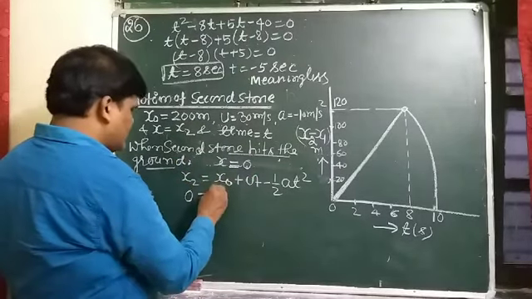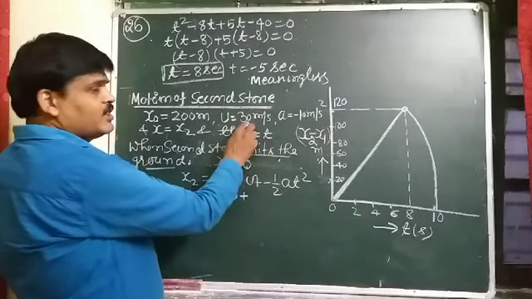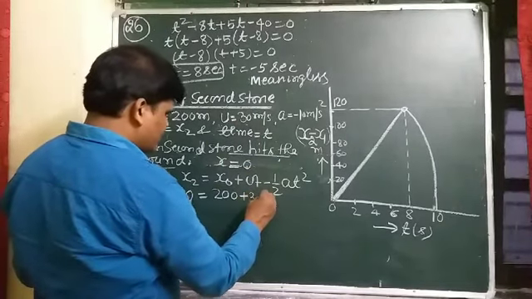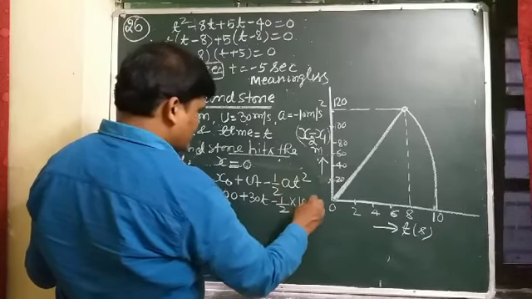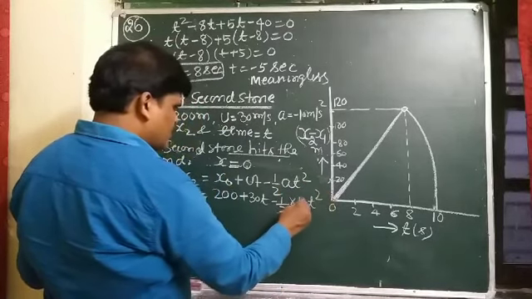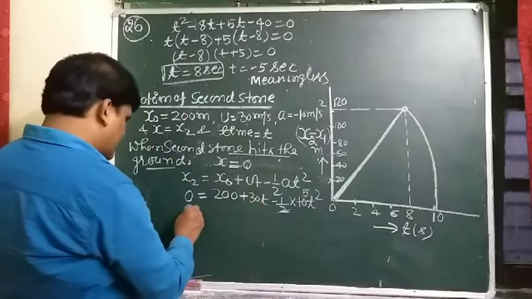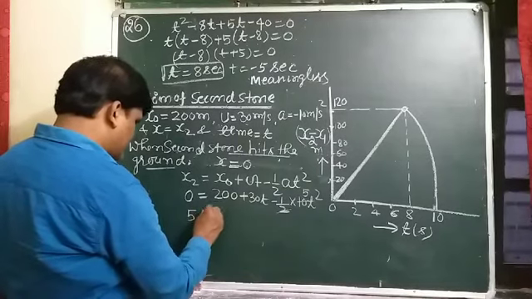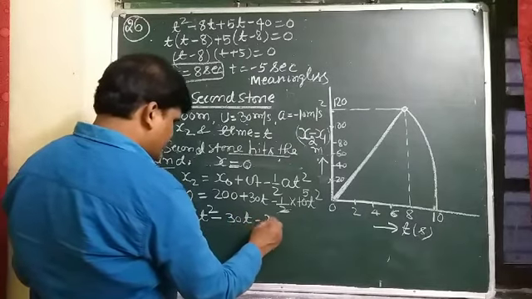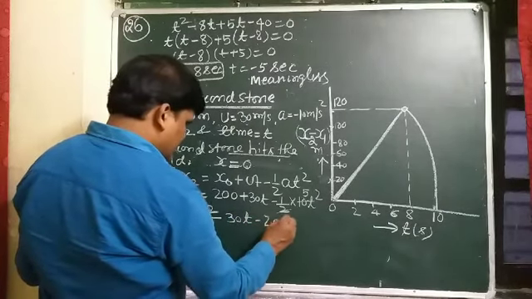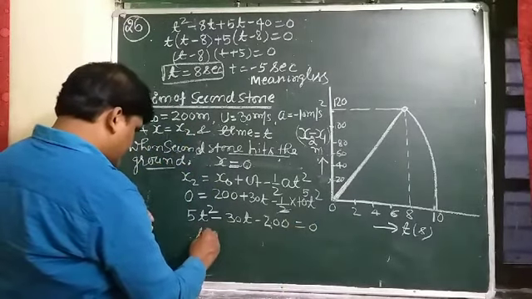x0 is 200, the initial position of the stone. Initial speed is 30 in this case, minus half acceleration, that is 10, which is taken to be negative here, and 2t square. So 2 5, the student, and again the left hand side comes out to be 5t square minus 30t minus 200.